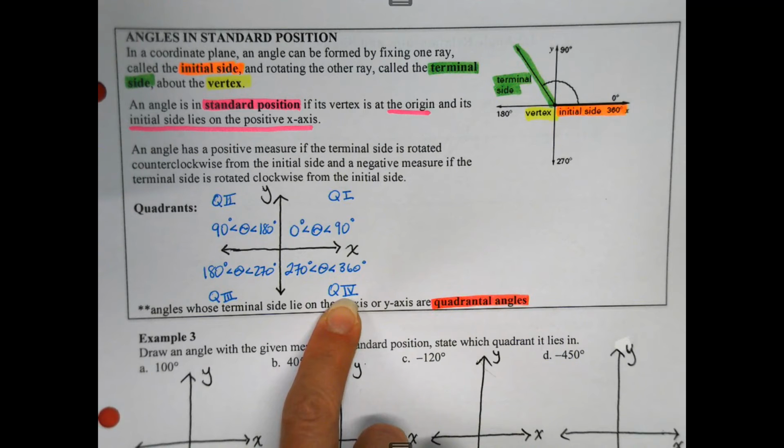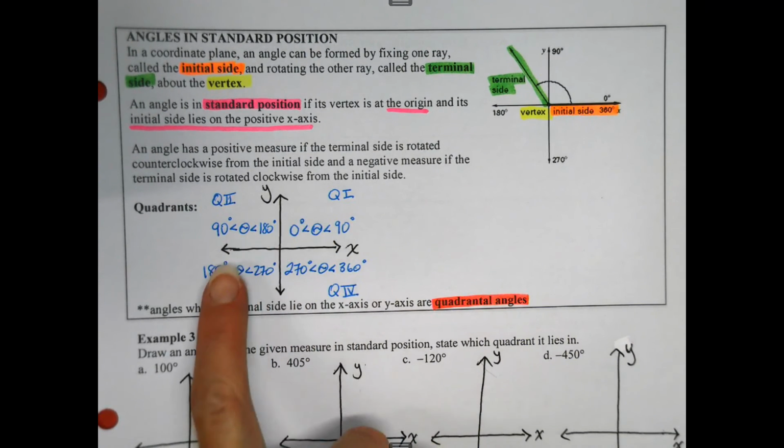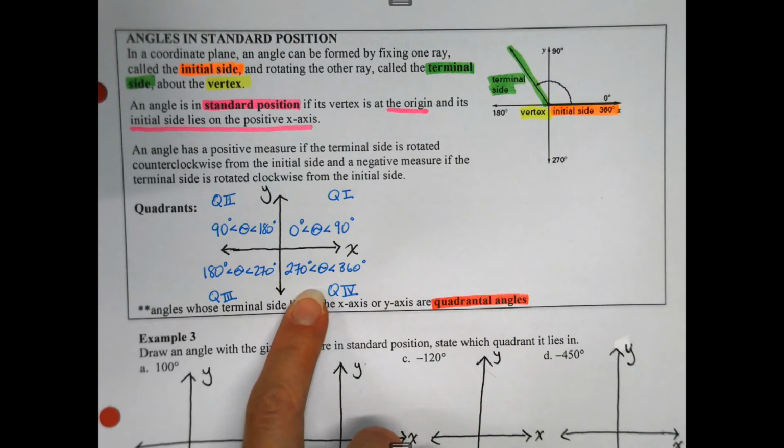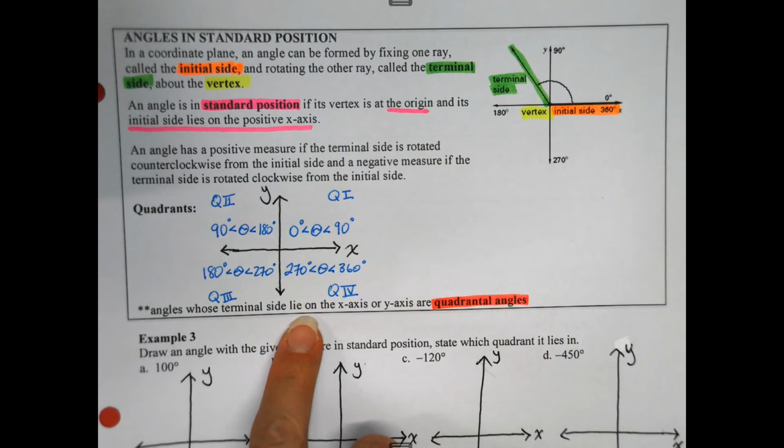Now note, you see that 0 degrees, 90, 180, and 270 are not included in any of the quadrants. That's because we call those quadrantal angles. Angles whose terminal side lies on either the x-axis or the y-axis are considered to be quadrantal angles.